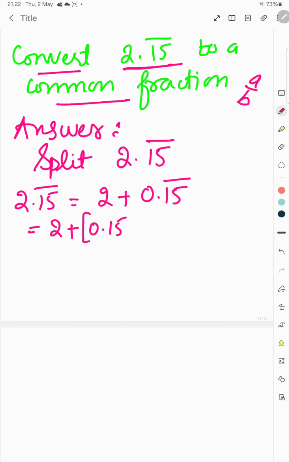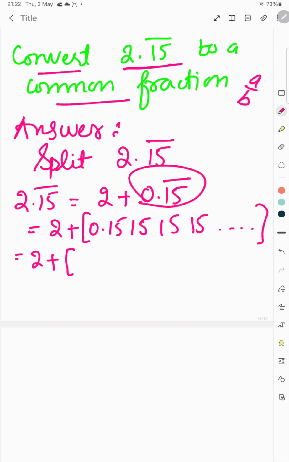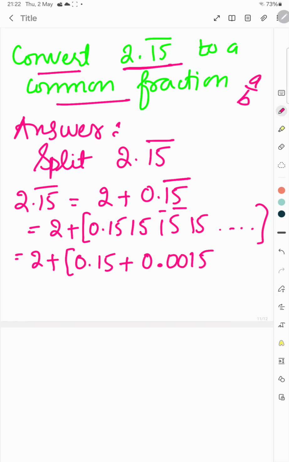Okay student, one more thing: before this step there is one more step. As there is a bar on the two numbers 1 5, first of all I have to open the bar, and after that I will make the sequence. So here 2 plus, as the first term will be 0.15, the second term will be the same, but with zeros after the point. As you can see, the bar is on two numbers, so I will add 2 zeros after the decimal.